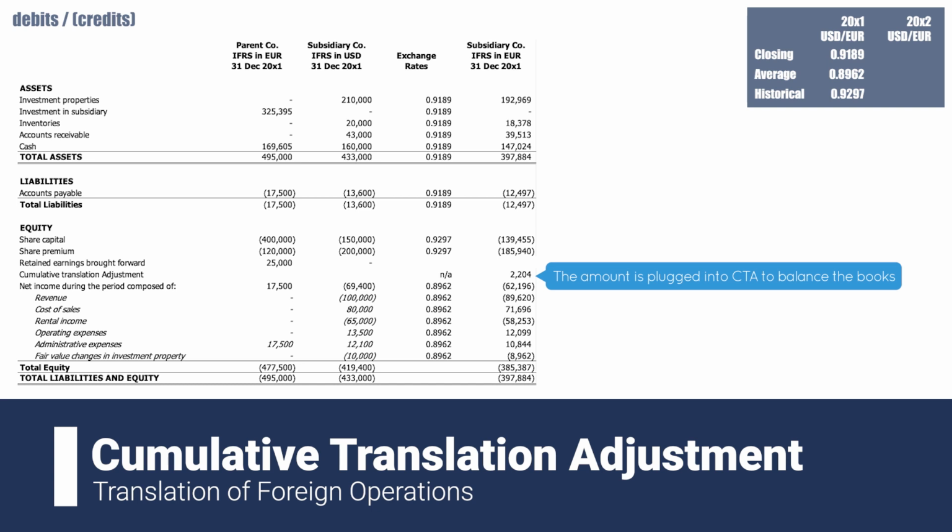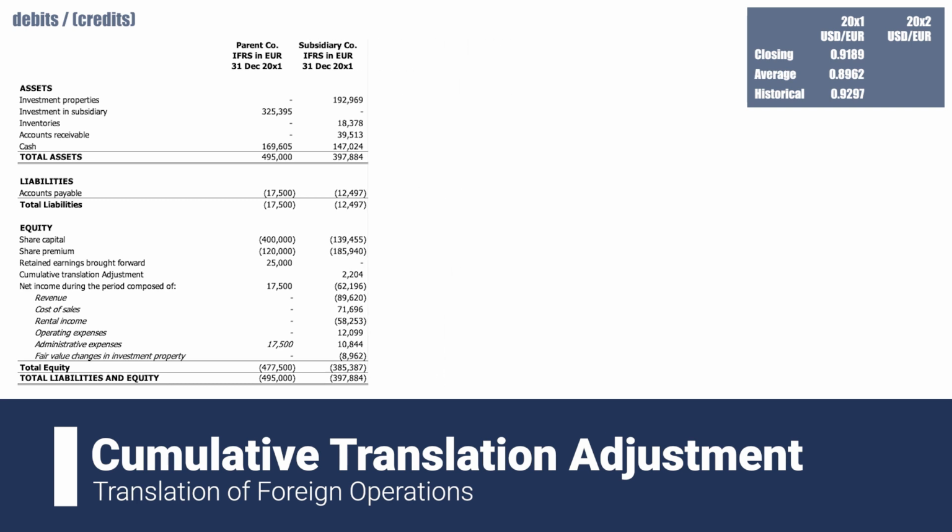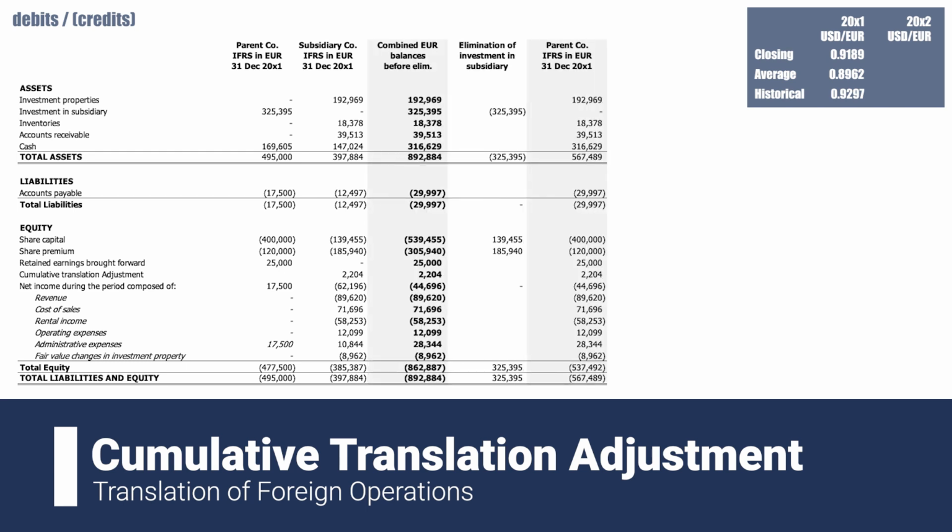The Combination and Elimination process. It is only at this point that we are ready to move on to the next steps. Since we have already translated Subsidiary B's TB into Euro, we can forget for now the USD trial balance or financial statements and start working on the Combination and Elimination. In combination, we just add all euro balances into one column, and in the elimination process, we target to remove all intercompany balances and transactions.